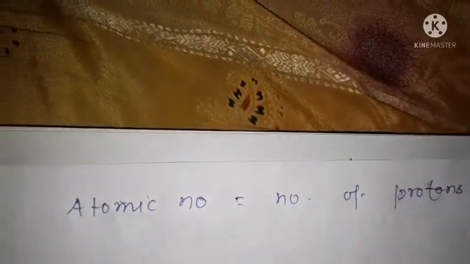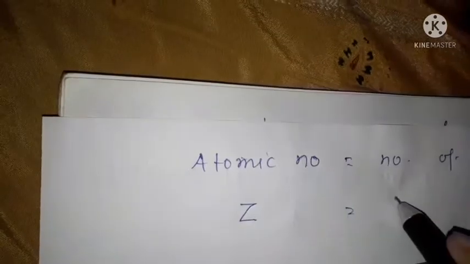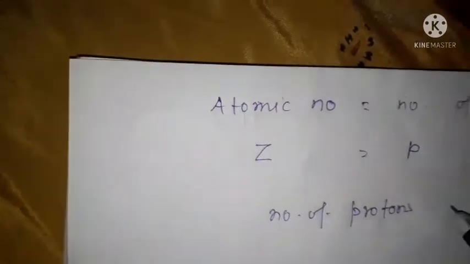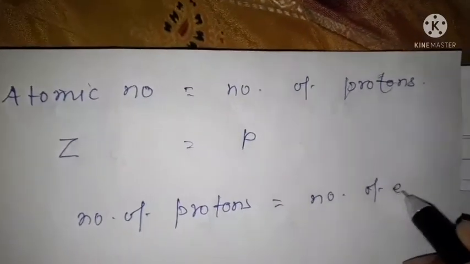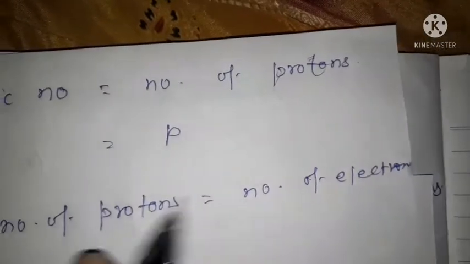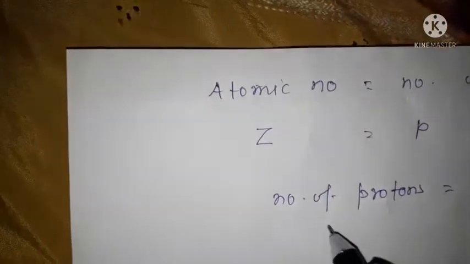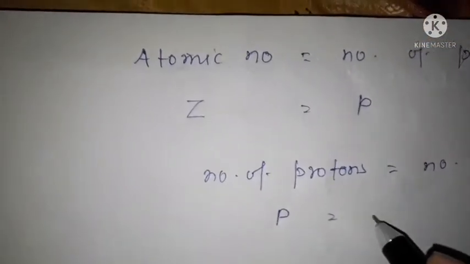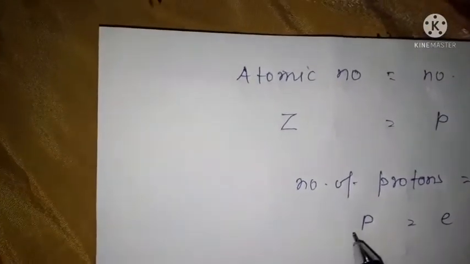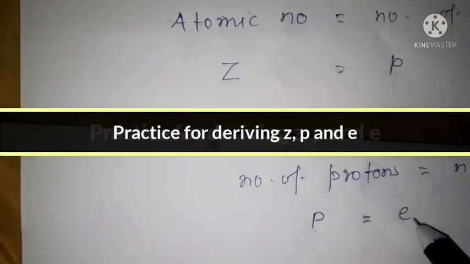Atomic number is equal to the number of protons that are present in any element. So we represent atomic number as capital letter Z, and number of protons as P. The number of protons is equal to the number of electrons. Now we represent number of protons as P and number of electrons as small e. Here the number of protons P is equal to the number of electrons E.